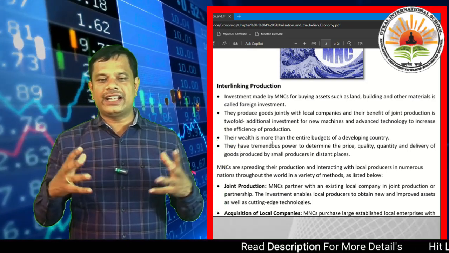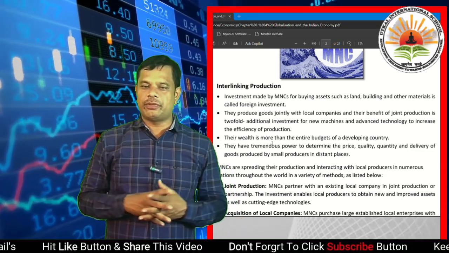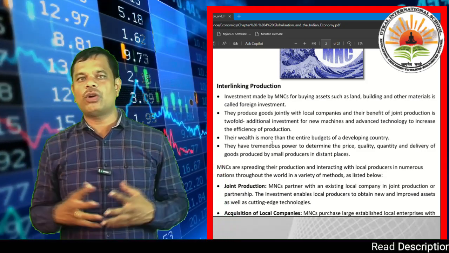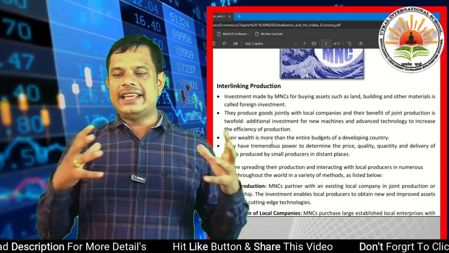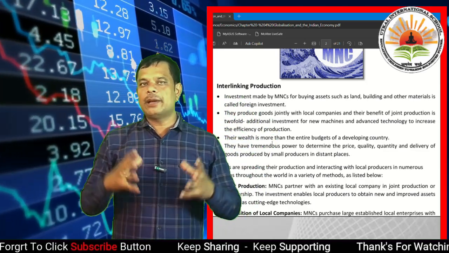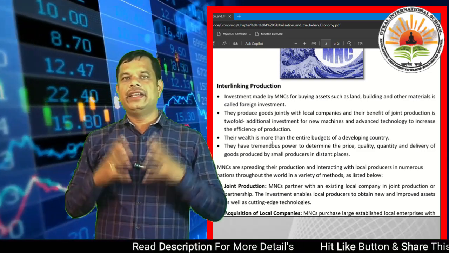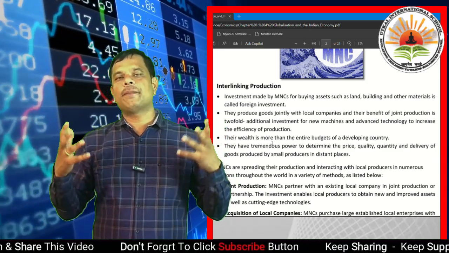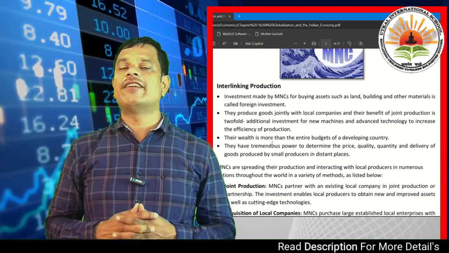They produce goods jointly with local companies, and the benefit of joint production is twofold: additional investment for new machines and advanced technology to increase the efficiency of production. They do not produce individually; they have an agreement with local companies. A good example is Hero and Honda, who produced bikes in India. Honda is a Japanese company and Hero is an Indian company. When they collaborated, they produced bikes jointly, got lots of benefits and served the market well, and their wealth is more than the entire budget of a developing country.